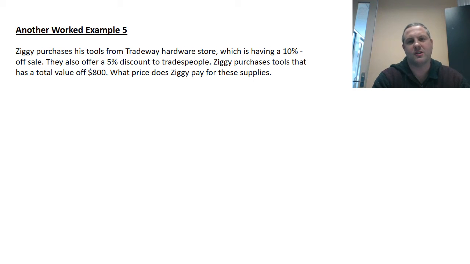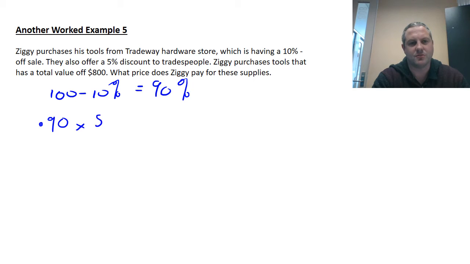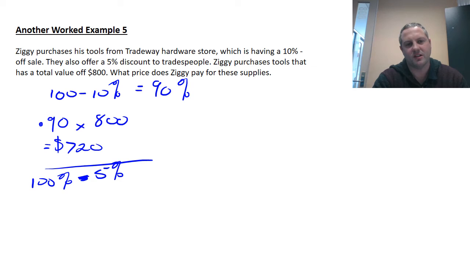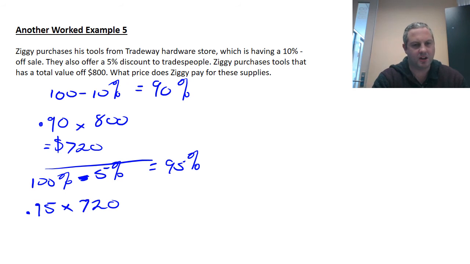To work out the 10% sale, we've got 100% minus 10%, which gives us 90%. So we're looking for 90% of the price. We convert 90% into a decimal and times that by our original price of $800. This gives us $720. That's the first price he's got off his sale. From here, we work out the extra 5%. 100% take away 5% gives you 95%. So we're looking for 95% of 720. We convert that into a decimal, multiply by 720, and we get $684. So after the 10% and then the 5%, we've only paid $684 instead of $800.